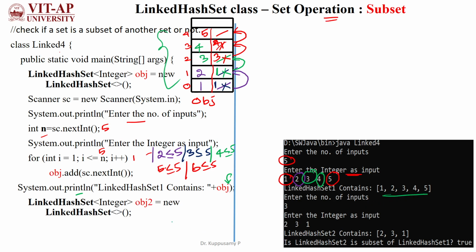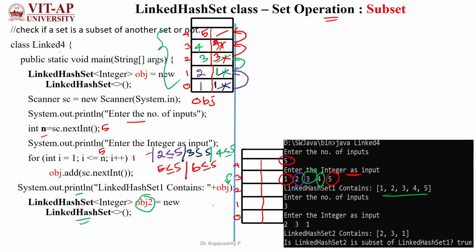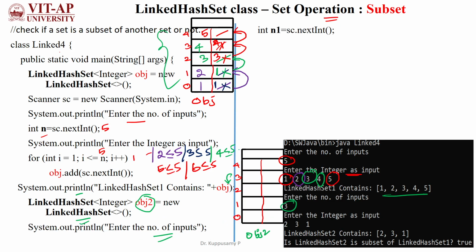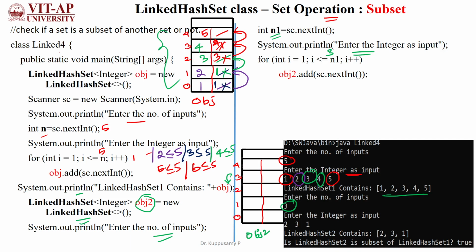Then I am creating another set, using the object variable obj2, with the LinkedHashSet class. Then this obj2 is created. Now I am receiving the inputs. The number of inputs is 3, so 3 is the value for n1. Then "enter the integers as input", 3 inputs one by one using the Scanner class. First it receives 2, so 2 is added into obj2. So here 2 is added.